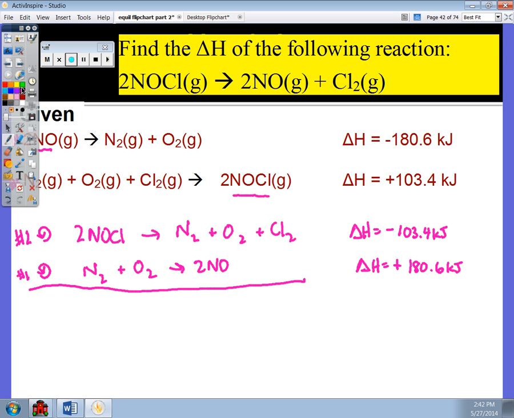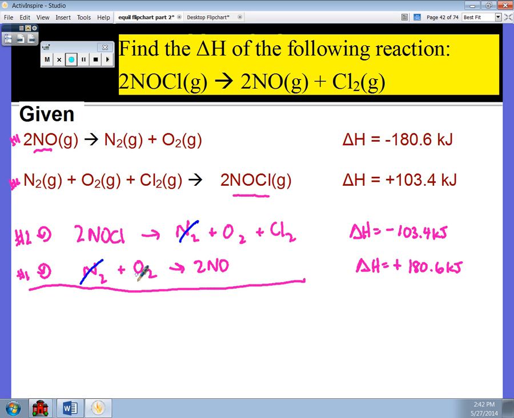Now, if there is anything that's exactly the same on the left and the right, I can go ahead and cancel it out. So I have N2 here and here. It is exactly the same and the same amounts. They're both 1 and 2s, so I can cancel them out. I also have O2 here and O2 here. They're exactly the same on both sides, so I can cancel that out. That leaves me with 2 NOCl as reactants yields 2 NO and a Cl2. This exactly matches my target equation.